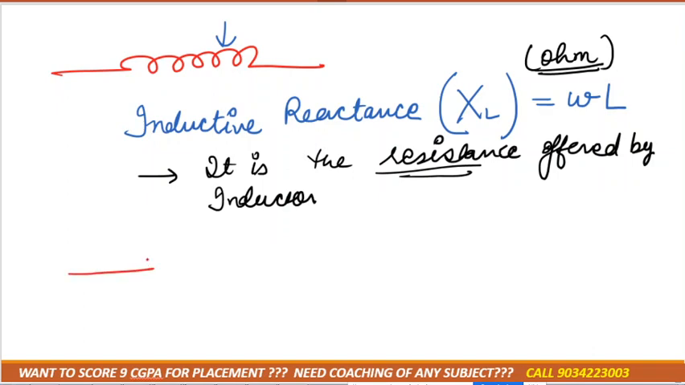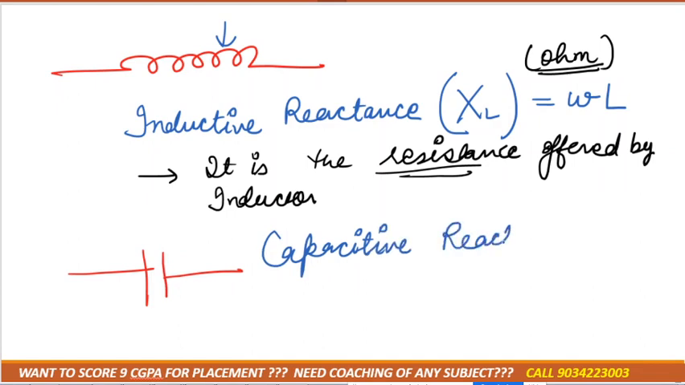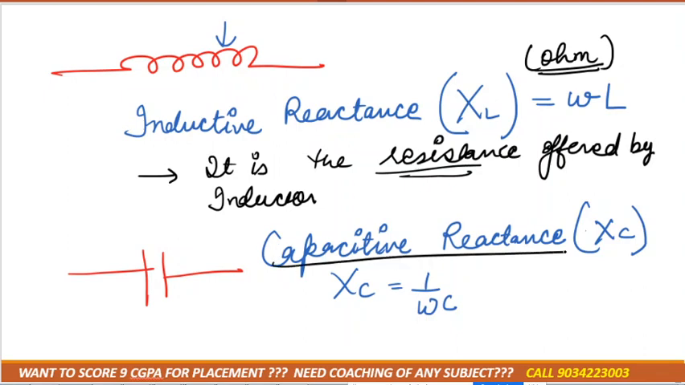Now similarly, if we have a capacitor wire, there is some amount of resistance present in the capacitor also. That is technically known as capacitive reactance, and capacitive reactance is denoted by X of C. X of C is equal to 1 by omega C. It is the formula again. And what is capacitive reactance? Capacitive reactance is the kind of resistance that is offered by the capacitor, right?